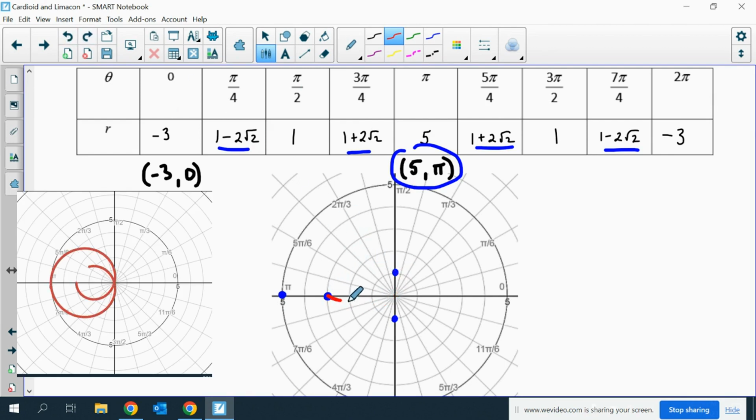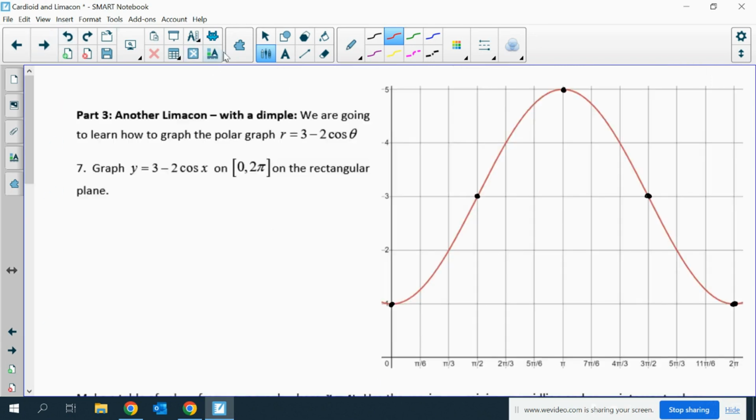And then I'm going to end up with a graph that looks something like this. So there's my graph. Again, the period, 2 pi. Finally, another Limacon, this one with a dimple. So if I graph 3 minus 2 cosine x, I see this graph.